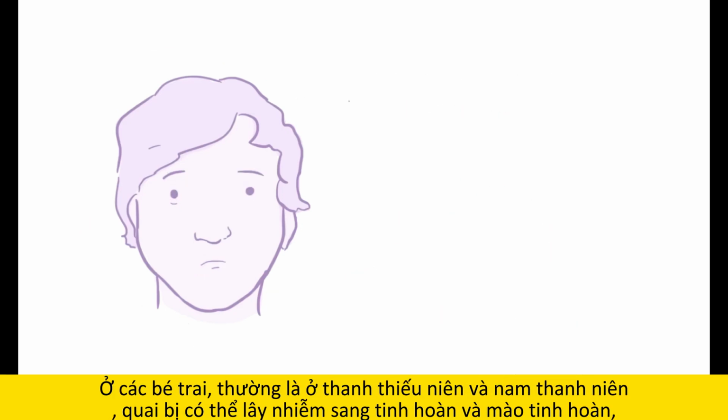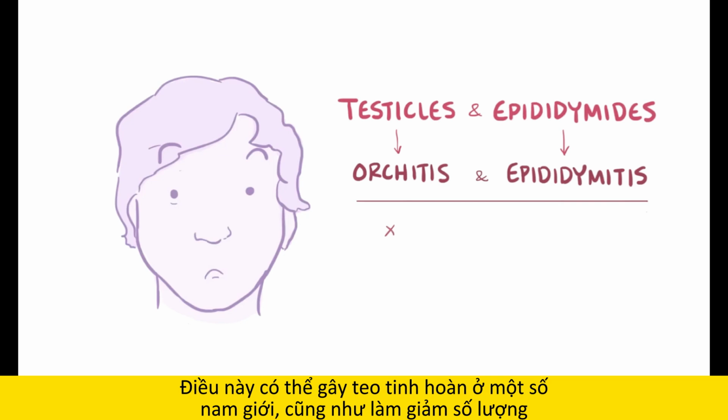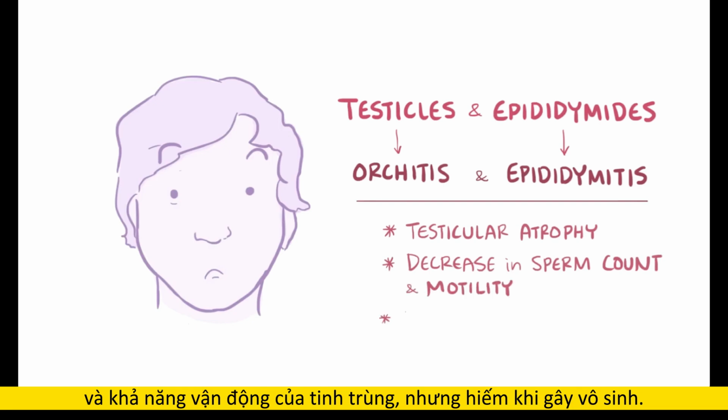In boys, usually in adolescents and young men, mumps can infect the testicles and epididymis, and cause orchitis and epididymitis, respectively, most often just on one side. This can end up causing testicular atrophy in some men, as well as a decrease in sperm count and sperm motility, but rarely does this cause infertility.